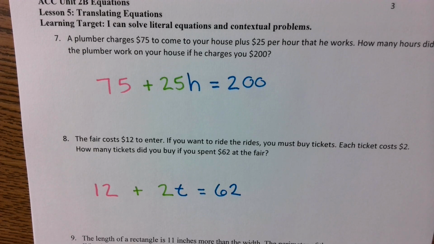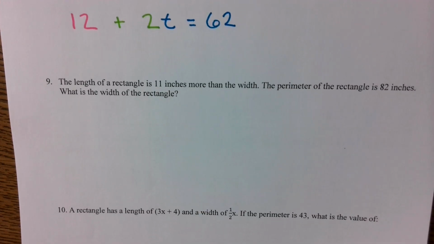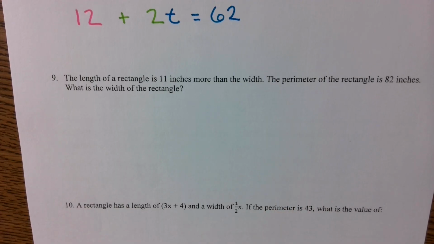Now, the reason I didn't want you doing number 9 and number 10 is because these were the kinds of questions that were messed up the most on the Wayground. It's questions like these. So we have the length of a rectangle is 11 inches more than the width. The perimeter of the rectangle is 82 inches. We want the width of the rectangle. So how to be able to find the width of the rectangle.